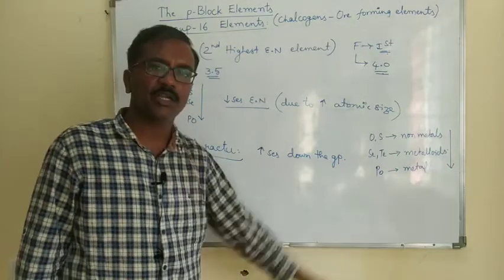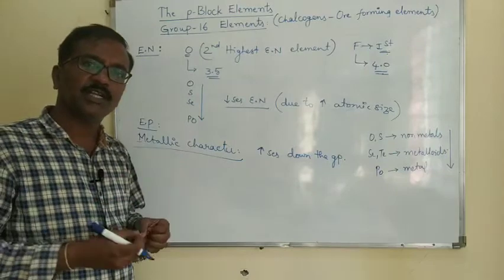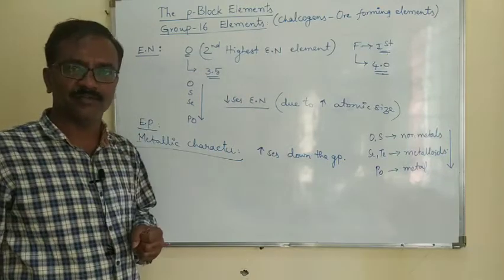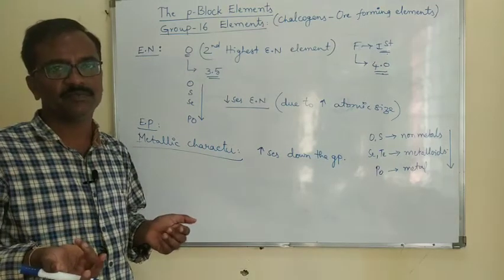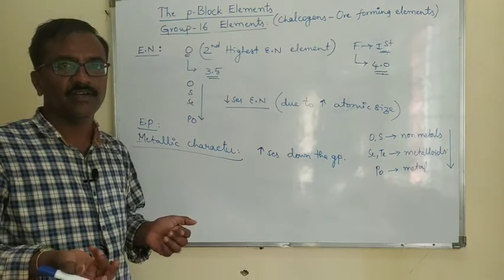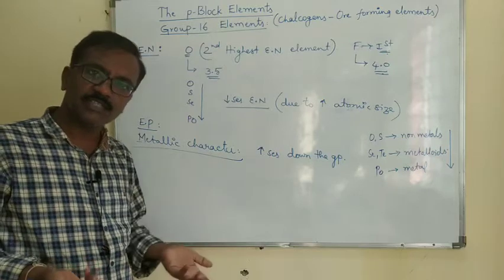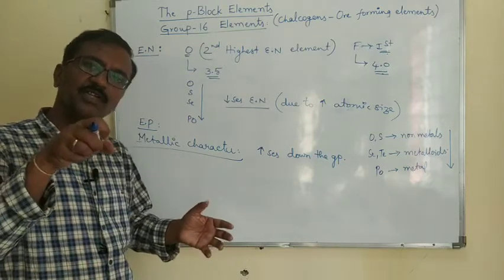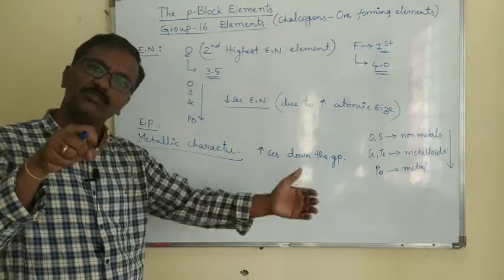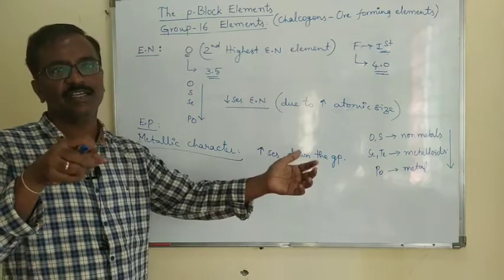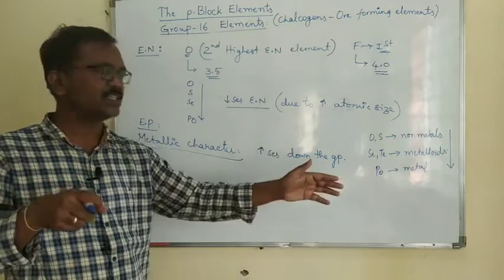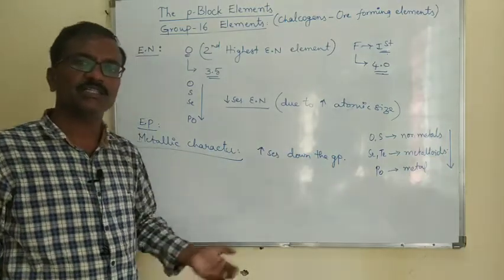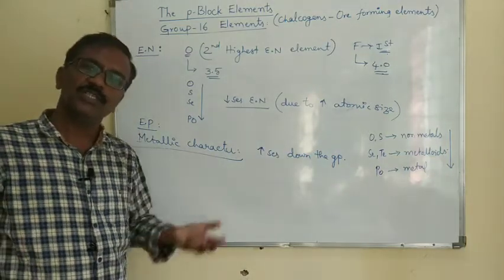What is the meaning of metallic nature? It can readily lose the electron. Why does it readily lose the electron? Because the atomic size is more. If the atomic size is more, why is it losing the electron? Because the nucleus attraction towards the outermost electron is very less. If the attraction is very less, the electron losing power is very easy. So a metal generally loses the electron very easily.